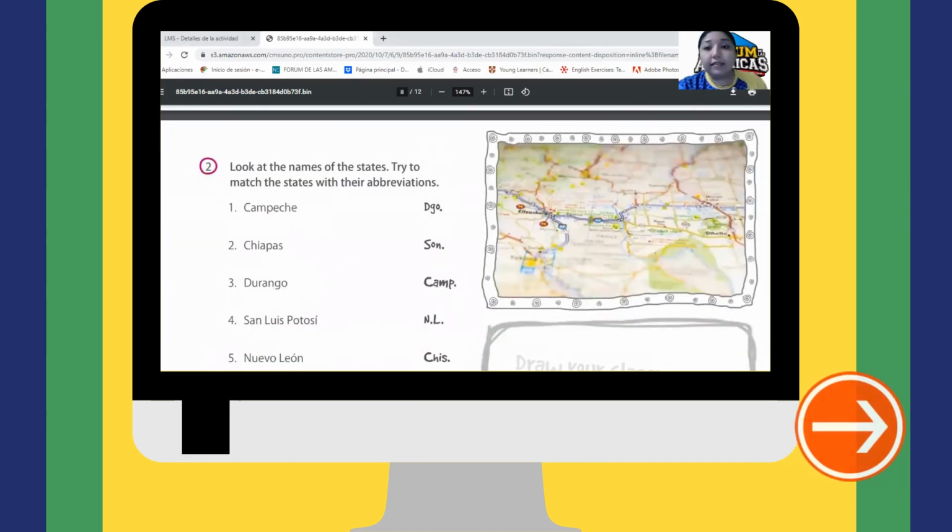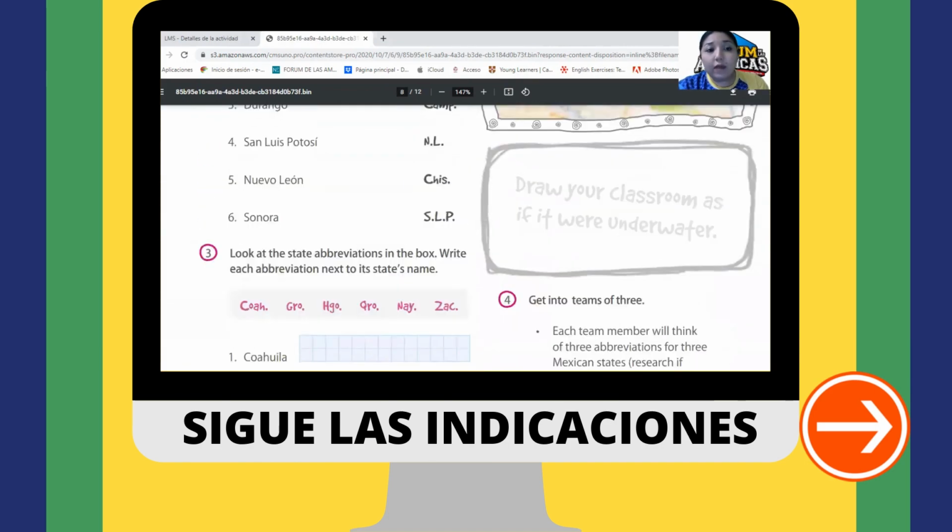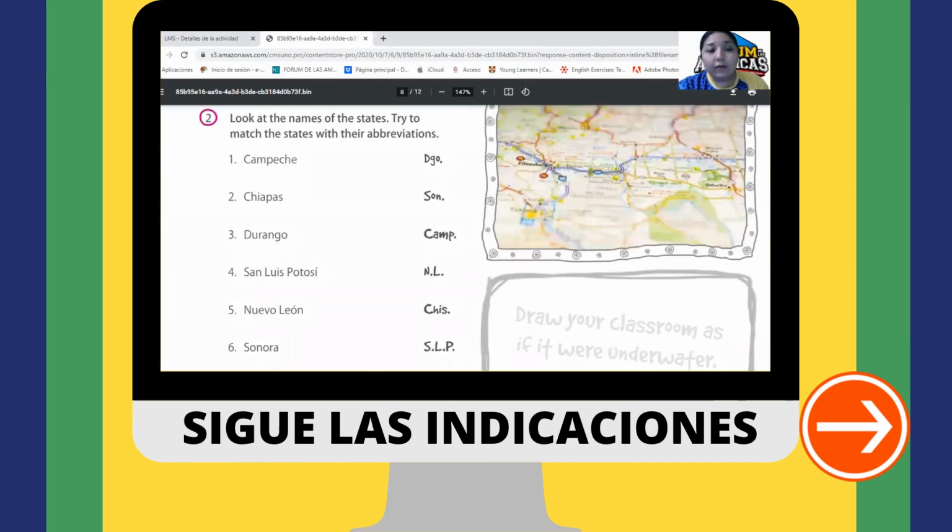Okay? Let's solve exercise number 2 on page 81, number 8 and number 1. Okay? Look at the name of the states. Try to match the states with their abbreviations. Vamos a hacerle match a estos estados con sus abreviaturas. Ok, tenemos Campeche, Chiapas, Durango, San Luis Potosí, Nuevo León y Sonora.